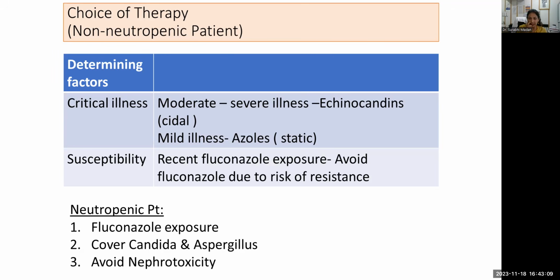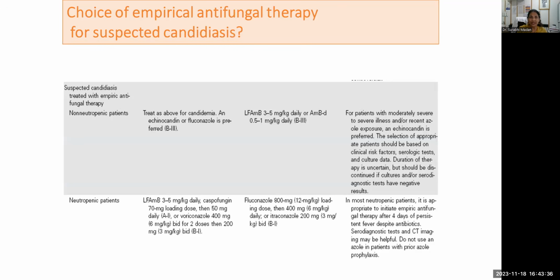On the other hand, in a patient who is neutropenic, most of the time we have patients who have been on fluconazole prophylaxis, and here we also have to take into account hyphal fungal infections. So you have to choose an agent which should cover Candida and Aspergillus both empirically, and preferably a non-nephrotoxic agent. So these are the various points which have to be kept in mind when we choose an empirical agent.